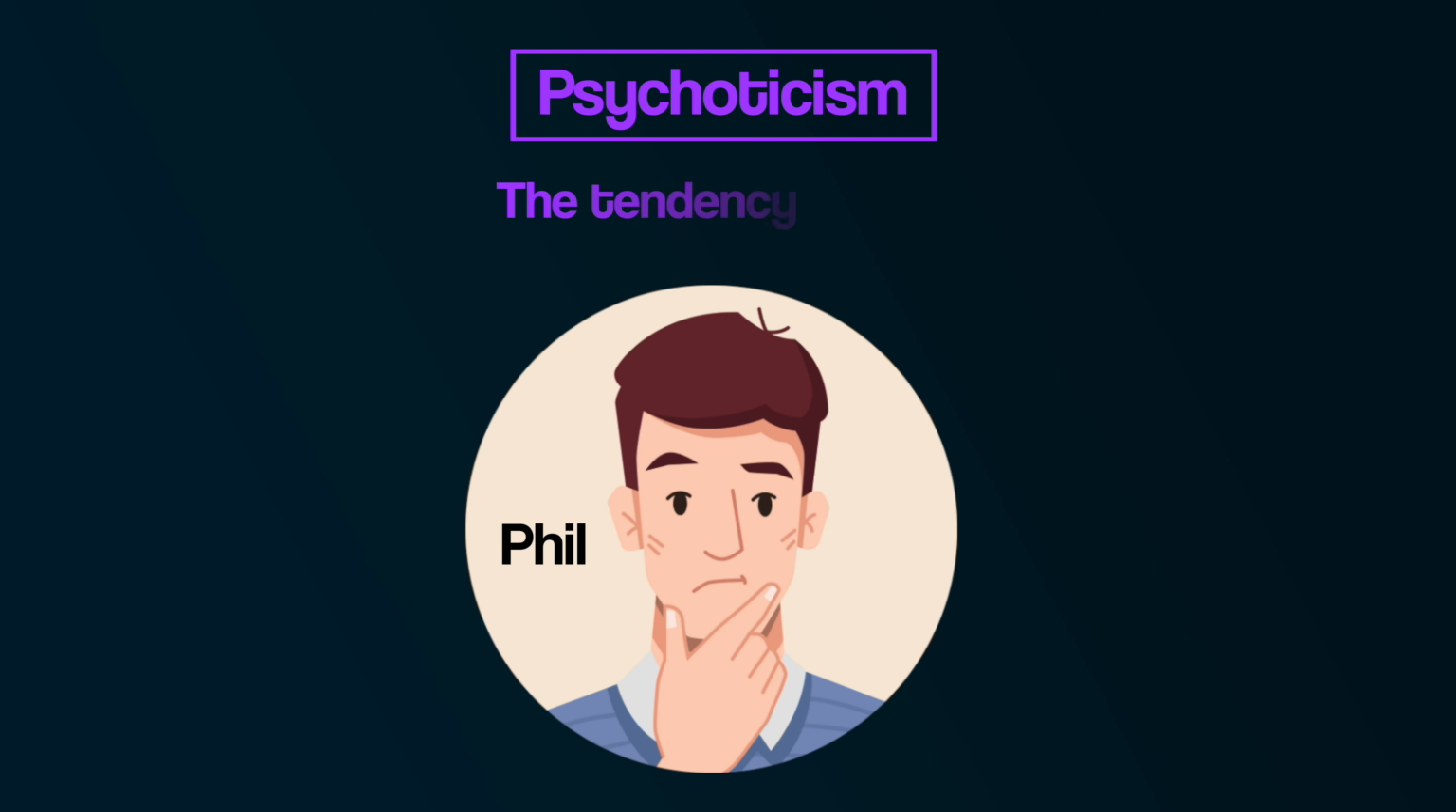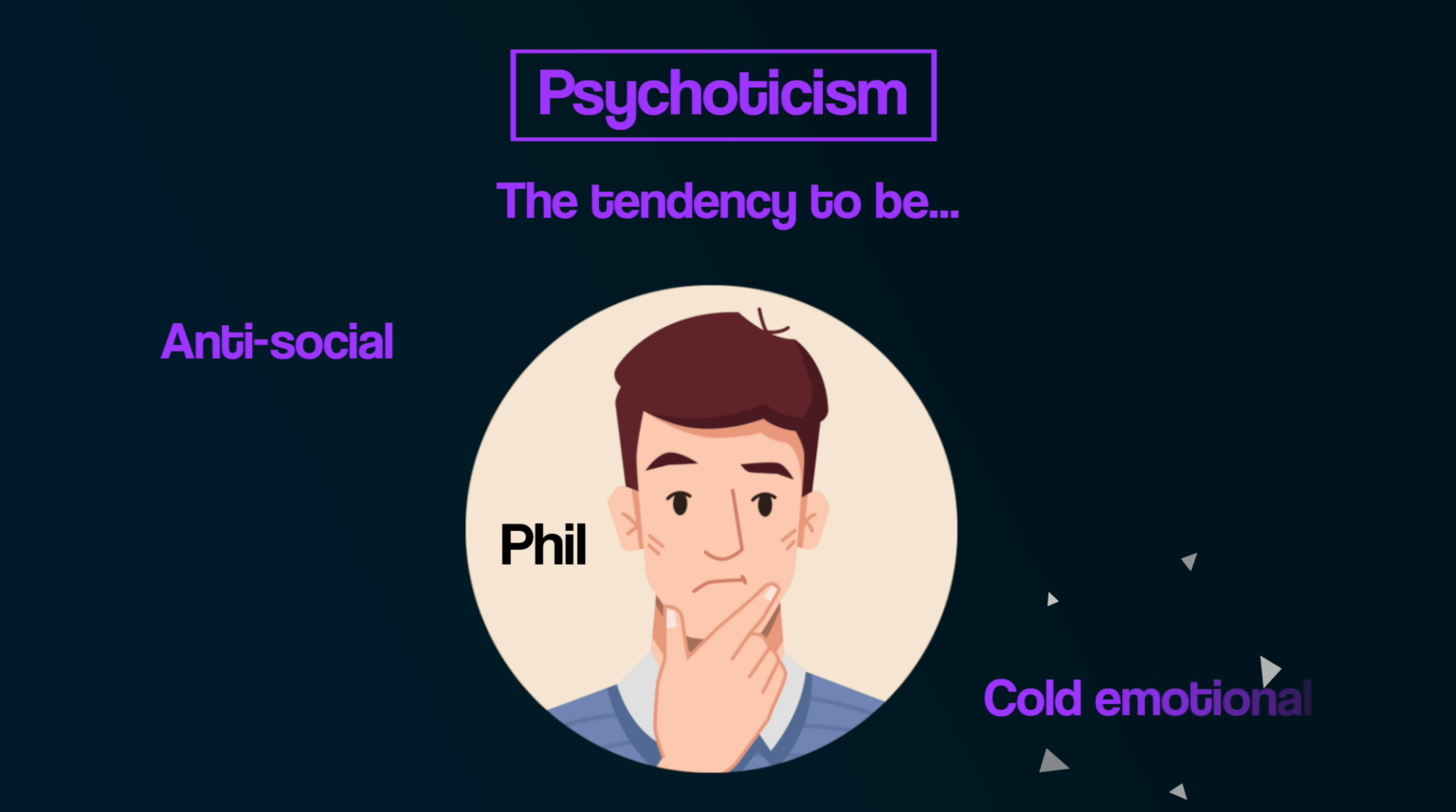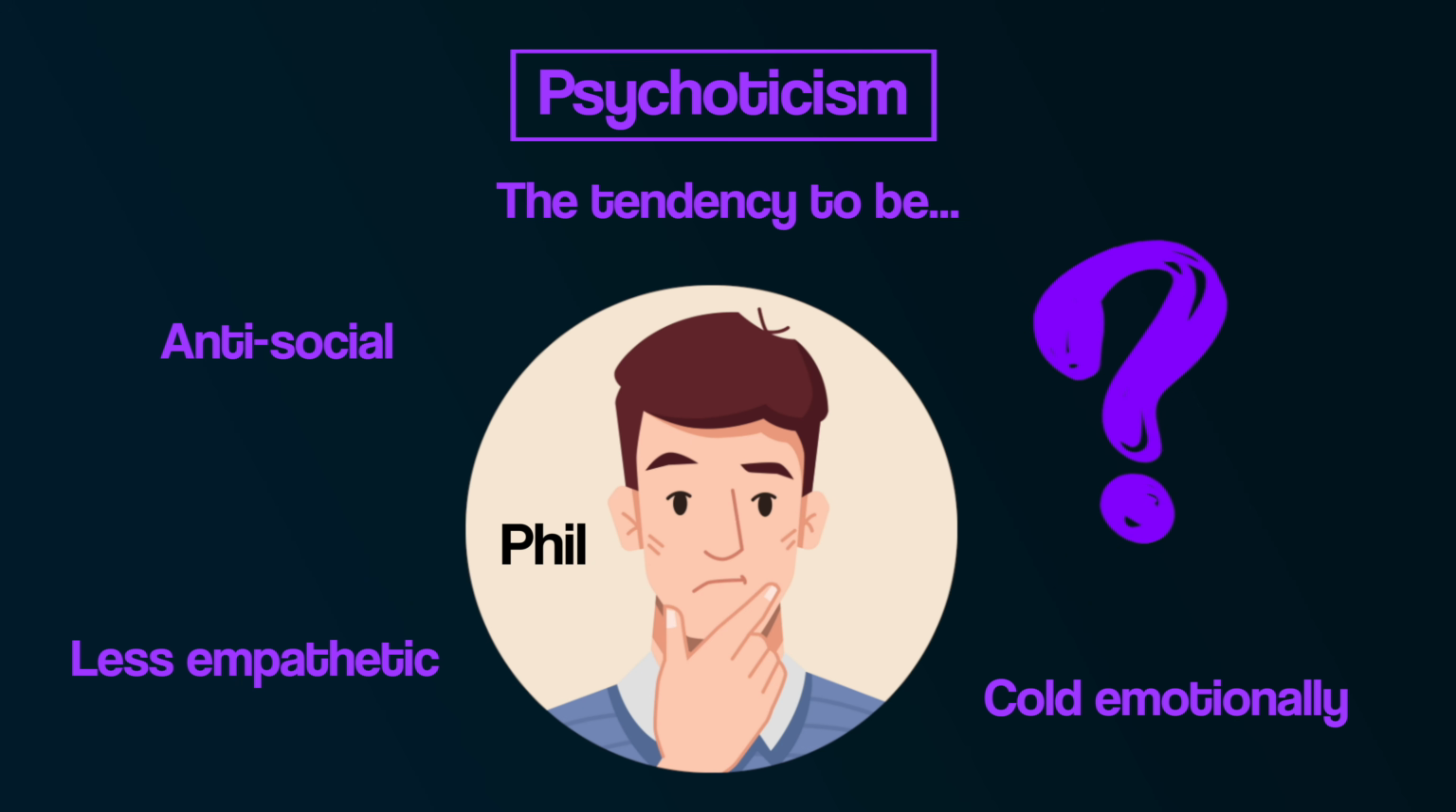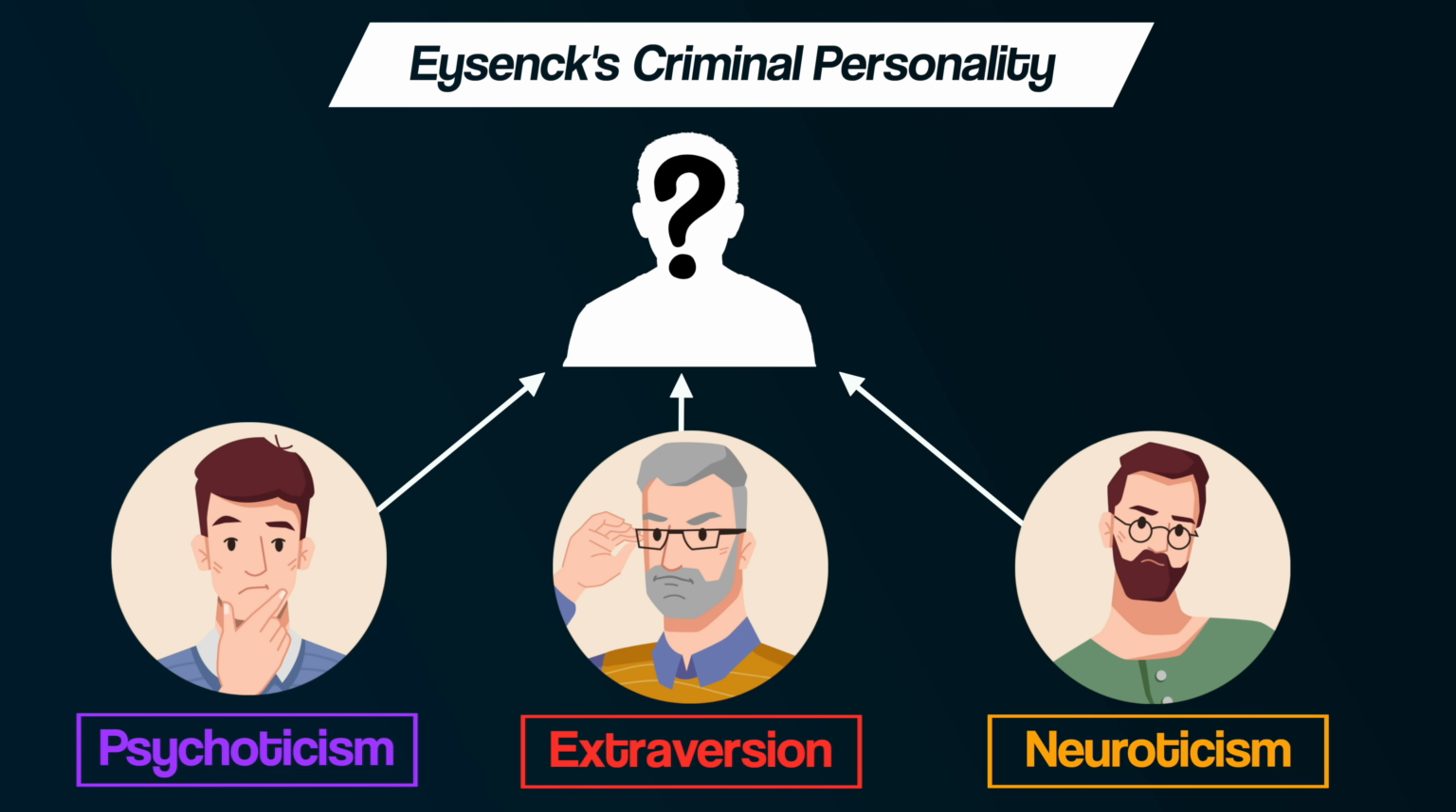Psychoticism is the tendency to be antisocial, cold, and less empathetic. According to Eysenck, people like Phil who score high in this trait are the ones most likely to engage in serious criminal behaviour. Why? Because they simply don't care about social norms or how their actions affect others. For Eysenck, the criminal personality is high in all three dimensions.